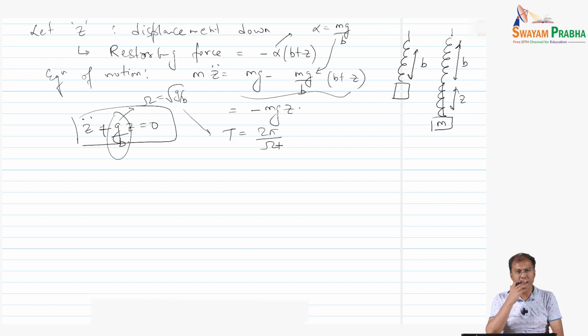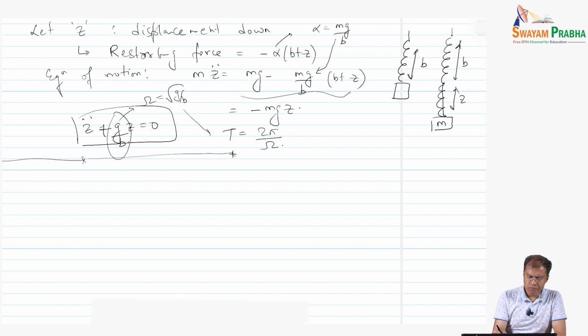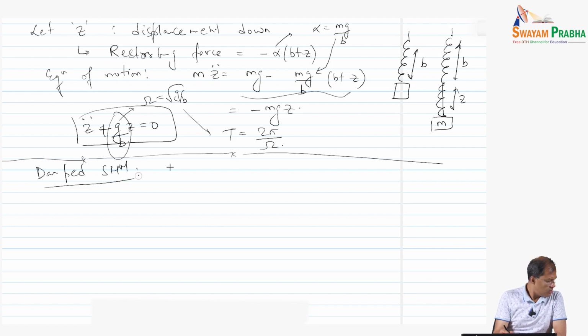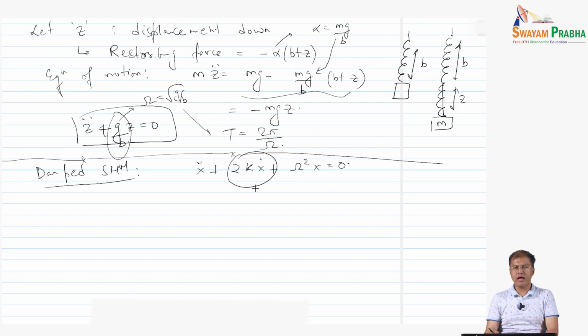Then let us now start to complicate our situation by introducing damping in this system, in this pendulum case, this spring pendulum case. Okay. So the next scenario is damped SHM, damped simple harmonic motion. We see that this is going to be x double dot plus 2k x dot plus omega square x, which is 0. We have added this damping term now.